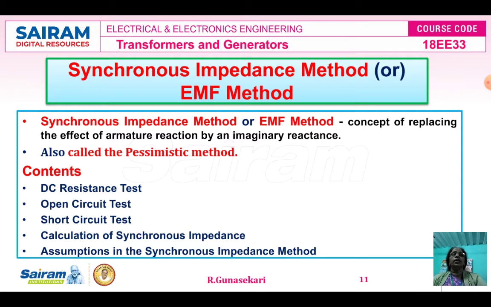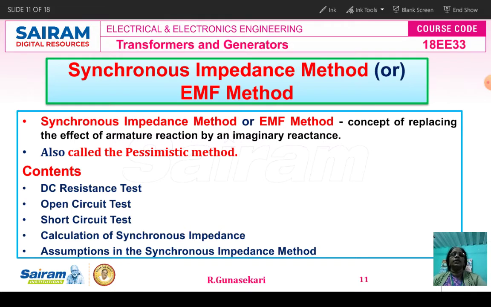Another name of the synchronous impedance method is the pessimistic method. Why is it called the pessimistic method? This method is used in the non-salient pole type of synchronous generator, that is, the cylindrical rotor type synchronous generator. This method is used to determine the unsaturated synchronous impedance Zs. That's why this method is also called the pessimistic method.